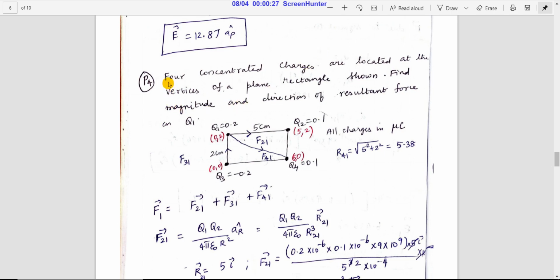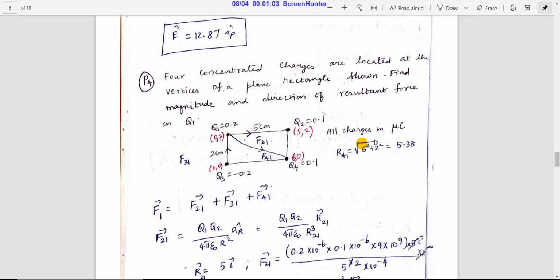So today we are going to see a problem where four concentrated charges are located at the vertices of a plane rectangle, as shown. Find the magnitude and the direction of the resultant force on Q1. So the charges are placed in the corners, that is, the vertices of a plane rectangle. Four charges are placed, and their values are also given.